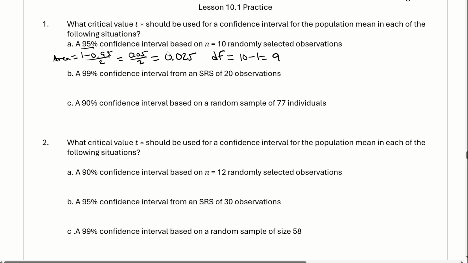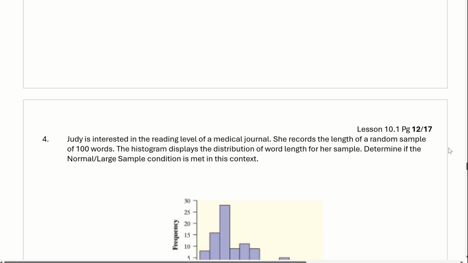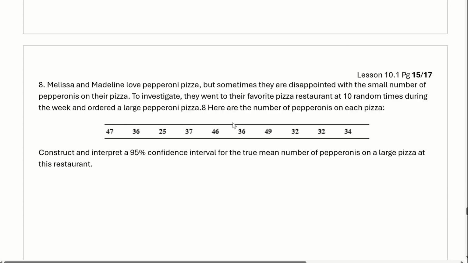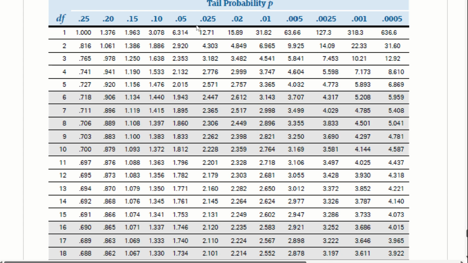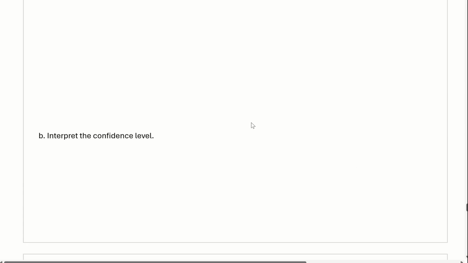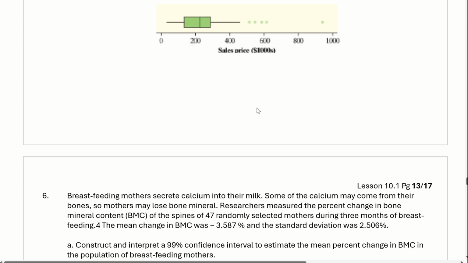All right, so we're going to look up the t critical for that. So 0.025 and then df equals 9. We got 0.025 for the tail probability, and a df of 9. So that means it's 2.262. All right, so there's our critical value.